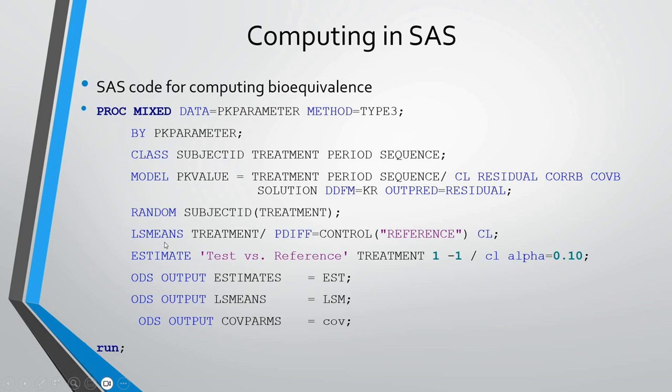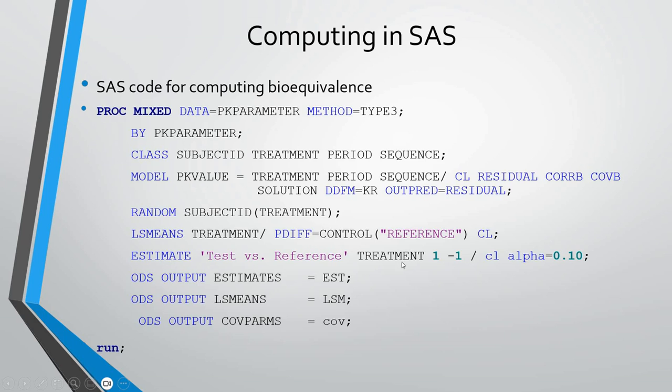And then I'm going to estimate the least square mean for treatment. pdiff is basically going to calculate the difference between the least square means and their p-value. If you have multiple treatments and you want to compare every treatment with reference, you put a control, then comparison will be control versus every treatment. Otherwise it will do comparison of all permutations and combinations of the treatments.